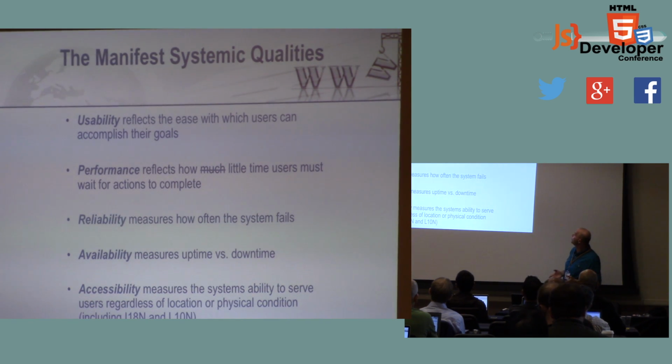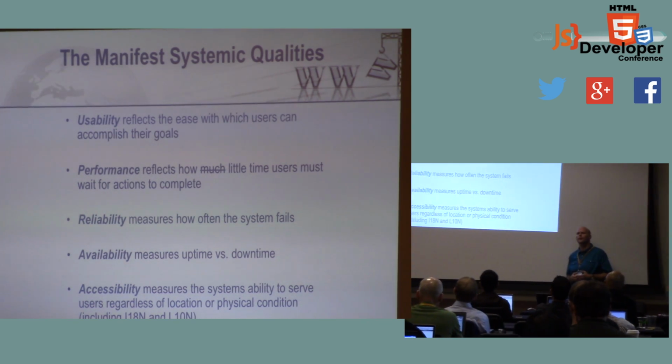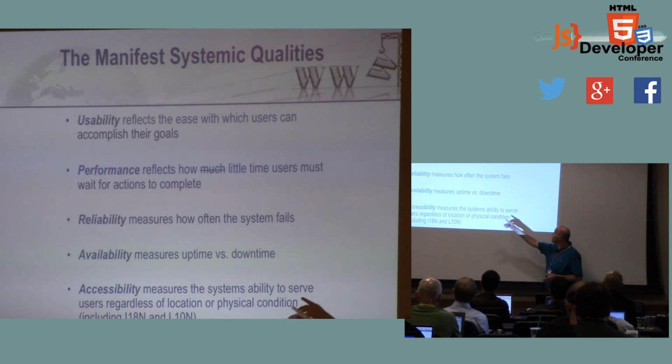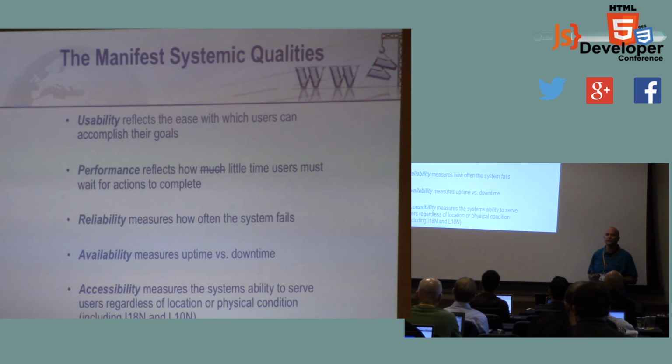Manifest qualities, usability, how easy it is for users to do things. Performance, this one always sort of gets people's eyes a little wide on the screen. They're going, oh, that's how he defines performance. Almost, right? How little time it takes for users' actions to complete, right? Nothing there about packets, right? Nothing there about frames, right? Performance is response time. Reliability, how often does it fail? Availability is uptime versus downtime. That's different from system failure. There's lots of failure modes that don't have anything to do with being down.